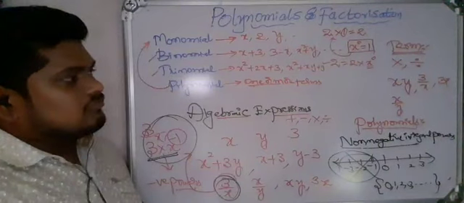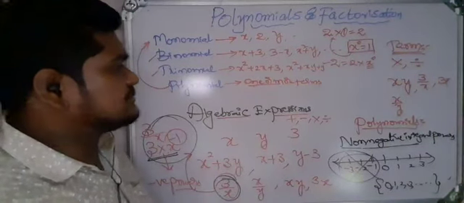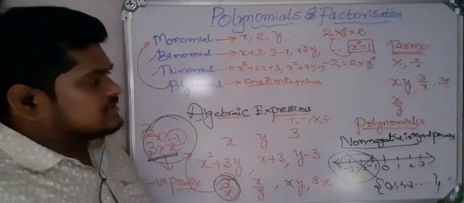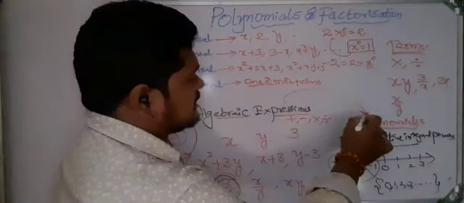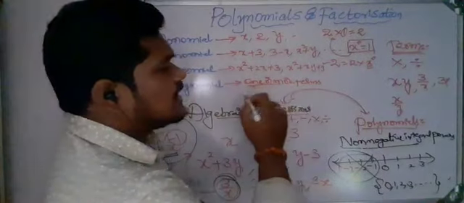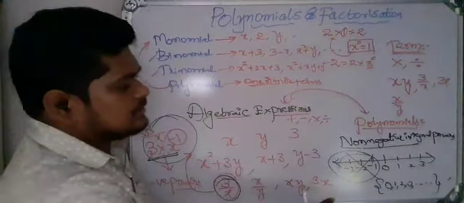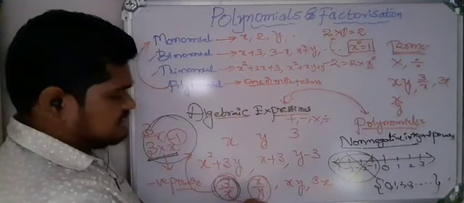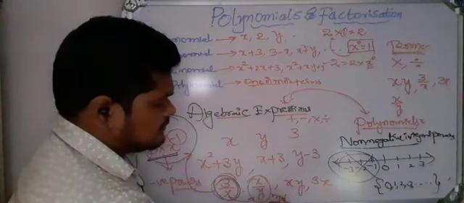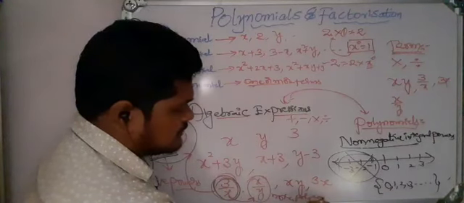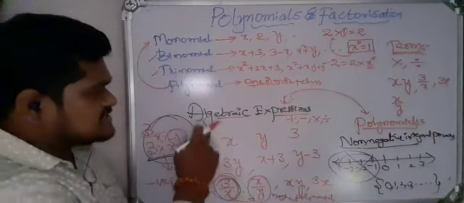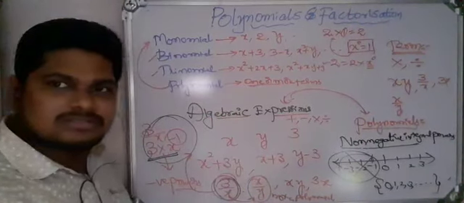Next, observe the relation between algebraic expressions and polynomials. Should an algebraic expression be a polynomial, or should a polynomial be an algebraic expression? Now here we have a restriction that we have to take only non-negative integer powers. If you take 3 by x, or x by y, these two will never be polynomials. That means algebraic expressions need not be polynomials.